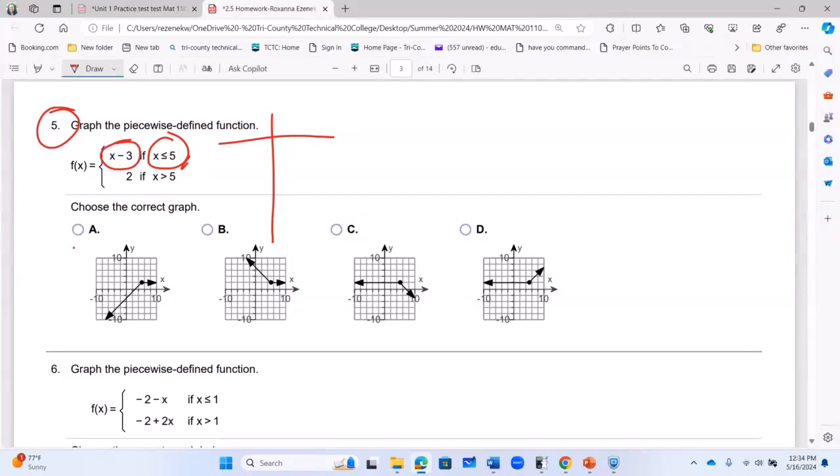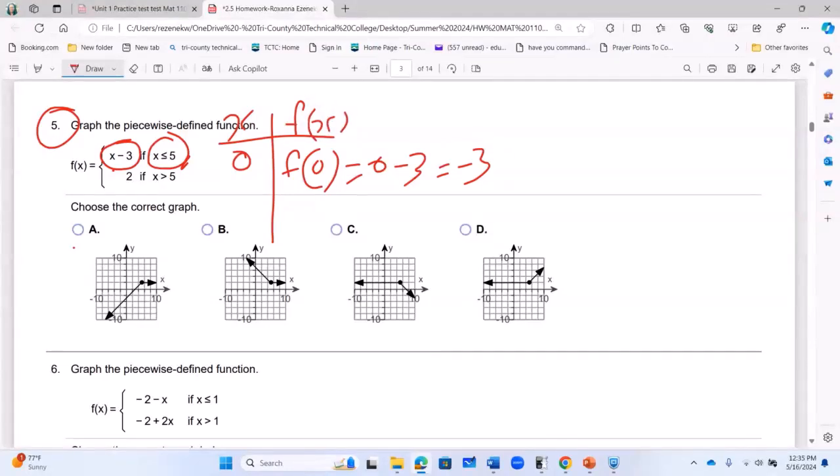So I can start from 0. I know that 2 points make a line. 0 is included. So when x is 0, y, what is y? So I'll just put in f of 0. So f of 0 in the first piece is going to give me 0 minus 3. Therefore, f of 0 is minus 3. Okay, so this is f of x.